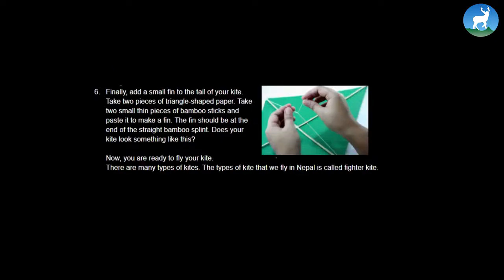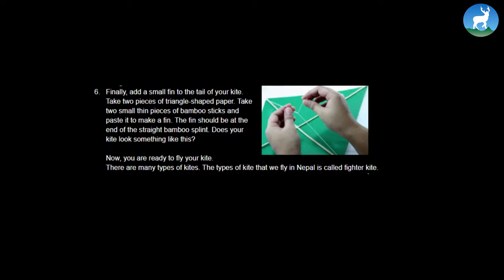Let's move further. Finally, add a small fin to the tail of your kite. Take 2 pieces of triangle-shaped paper. Take 2 small thin pieces of bamboo sticks and paste it to make a fin. The fin should be at the end of the straight bamboo splint. Does your kite look something like this? You just did it. Now you're ready to fly your kite.